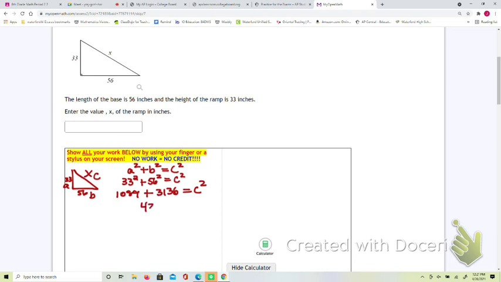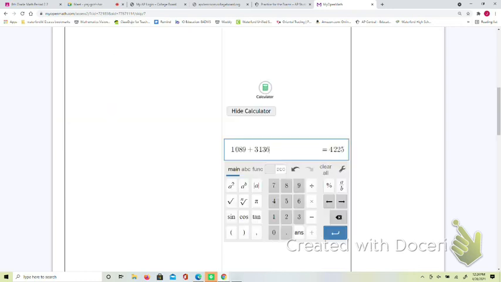So 4225 equals c squared. Okay, everybody in the room, how do I undo a squared? Square root. Square root of c squared is c. Okay, the square root of 4225, that's where I need a calculator. So square root 4225, 65.